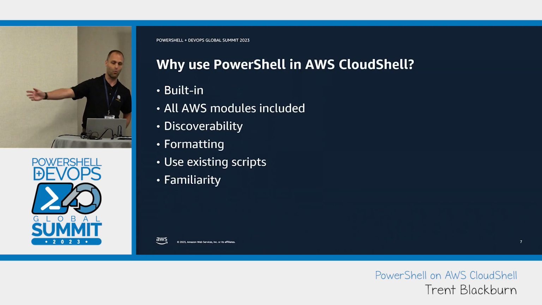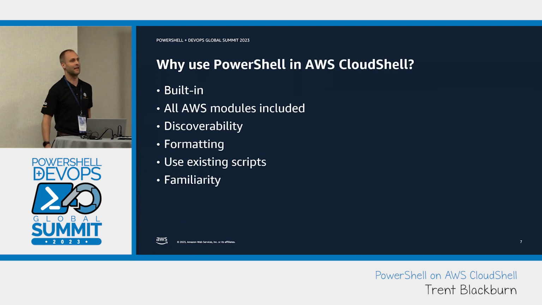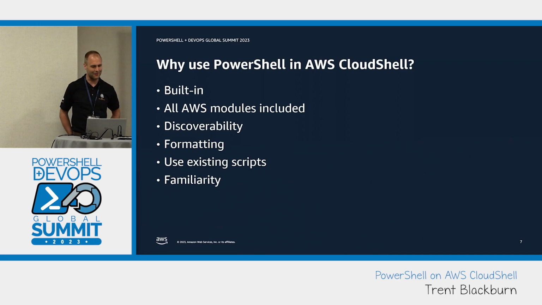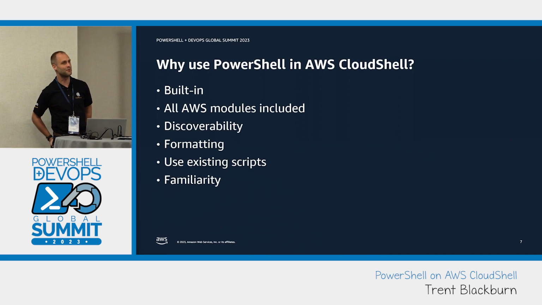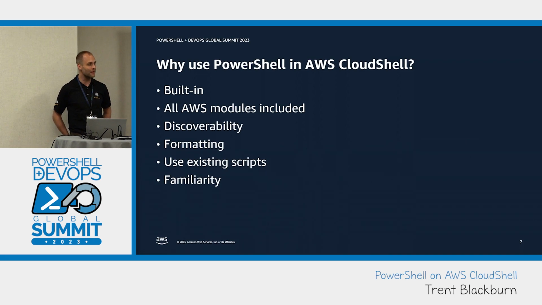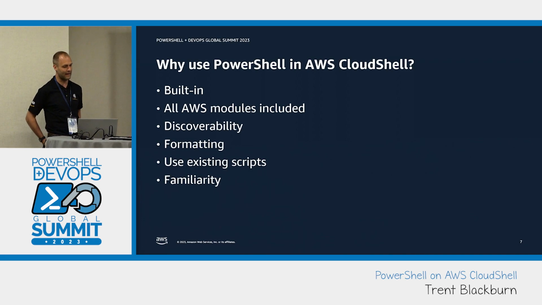So next, why should you use PowerShell in AWS CloudShell? So we covered why CloudShell is awesome. Why use PowerShell? Well, I'm kind of covering some stuff that we already know here because we all know and love PowerShell, but we'll go over it a little bit. It's built in to AWS CloudShell. You don't have to install it. You don't have to update it. You don't have to download any source code packages, anything like that. It's built in right out of the box.